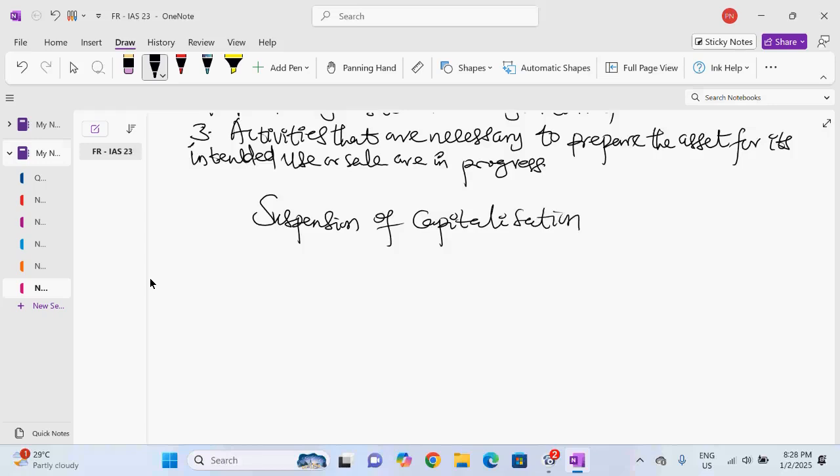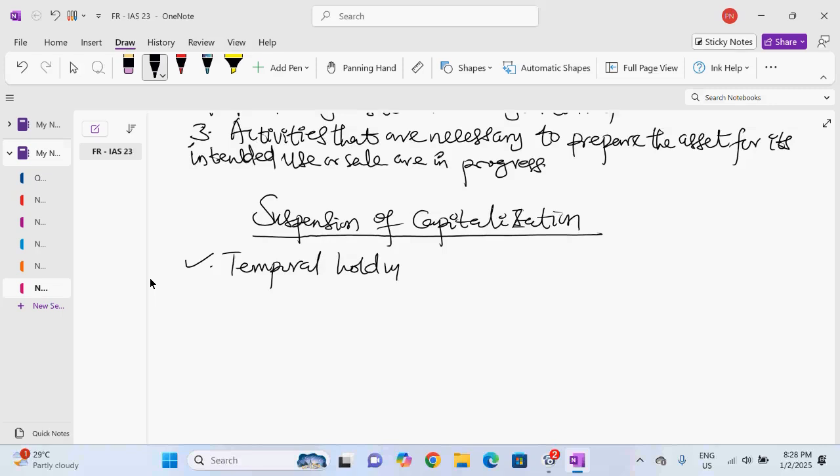Suspension of capitalization. Some say that it can also be that capitalization. When do we suspend capitalization? All right. So the suspension: when do you stop capitalizing? Suspend. You are post capitalization.